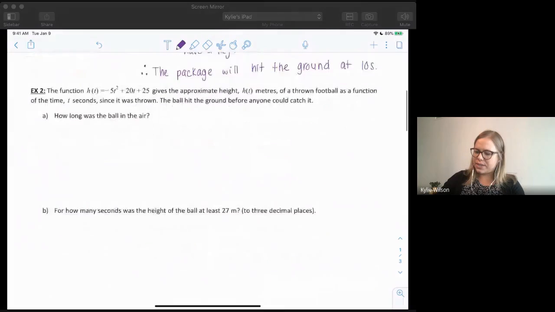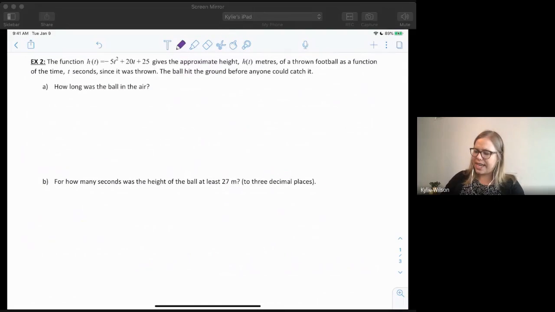So for our next one, the function h at t equals negative 5t squared plus 20t plus 5 gives the approximate height h and t in meters of a thrown football as a function of time t in seconds since it was thrown. The ball hit the ground before anybody could catch it. So what we want to figure out is how long was the ball in the air for? So let's start by drawing a little bit of a diagram.